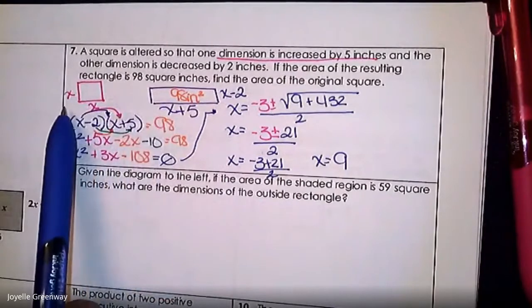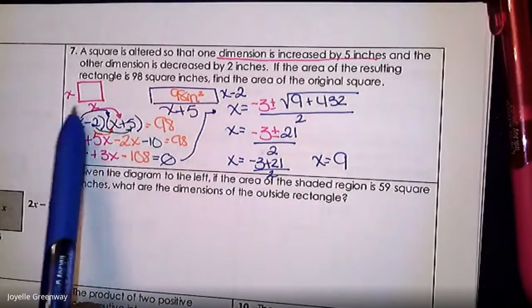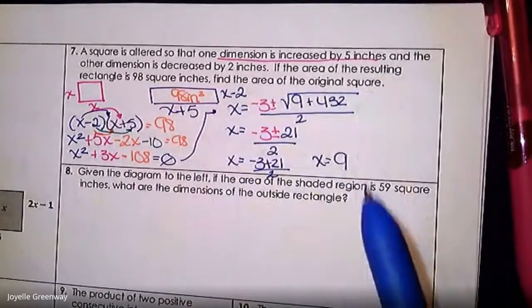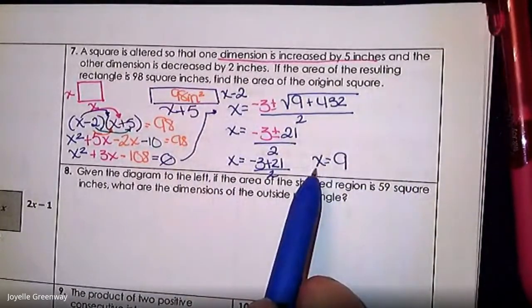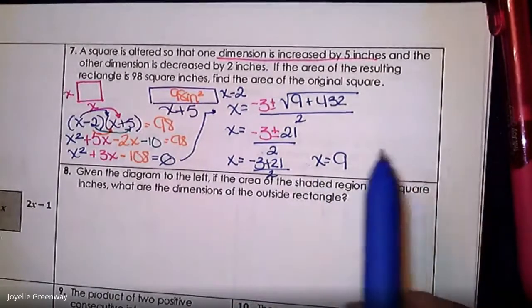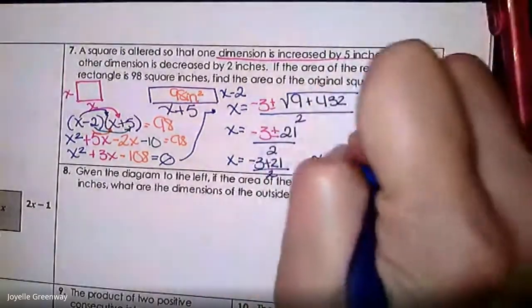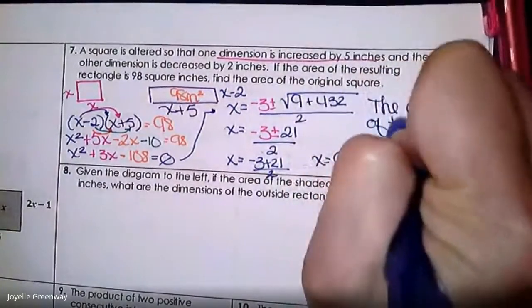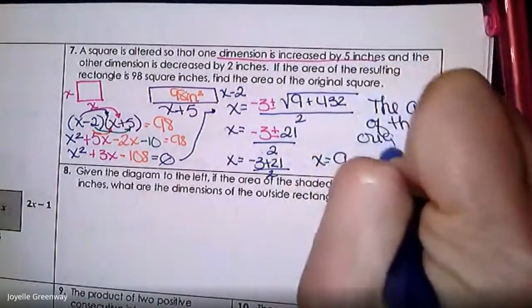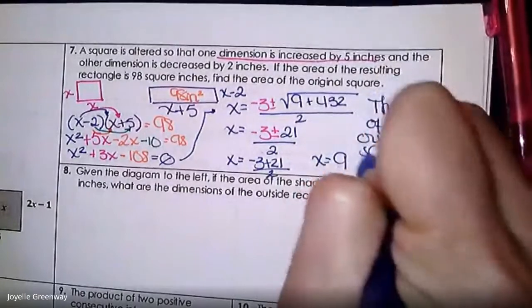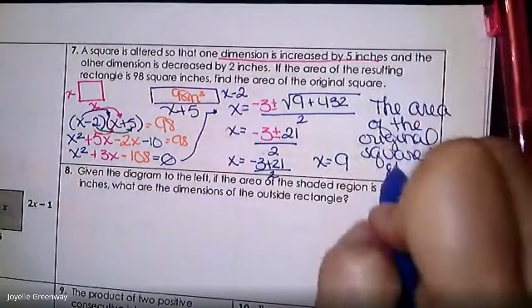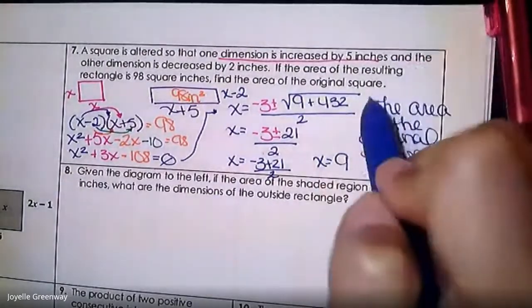But that's not what the question is asking. So the question is asking for the area of the original square. So if my length is 9 and my width is 9, I have 9 times 9, which is 81. So the area of the original square is 81 inches squared.